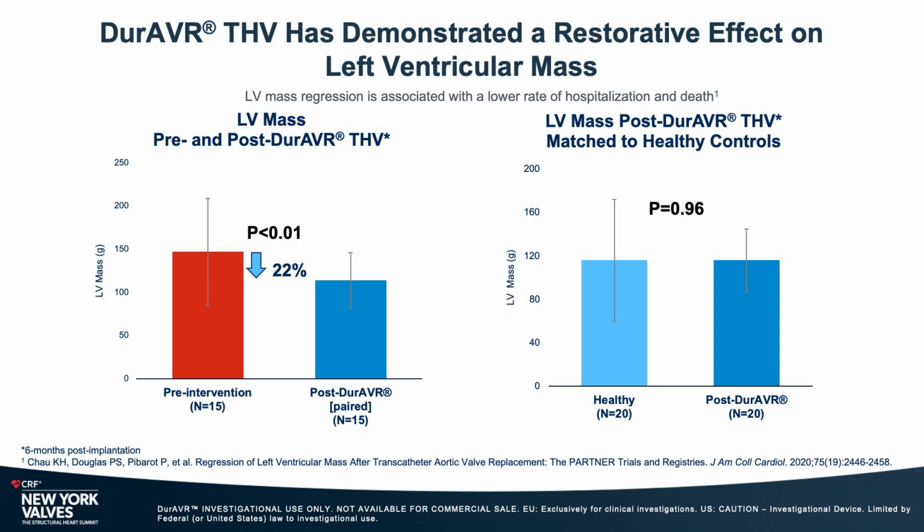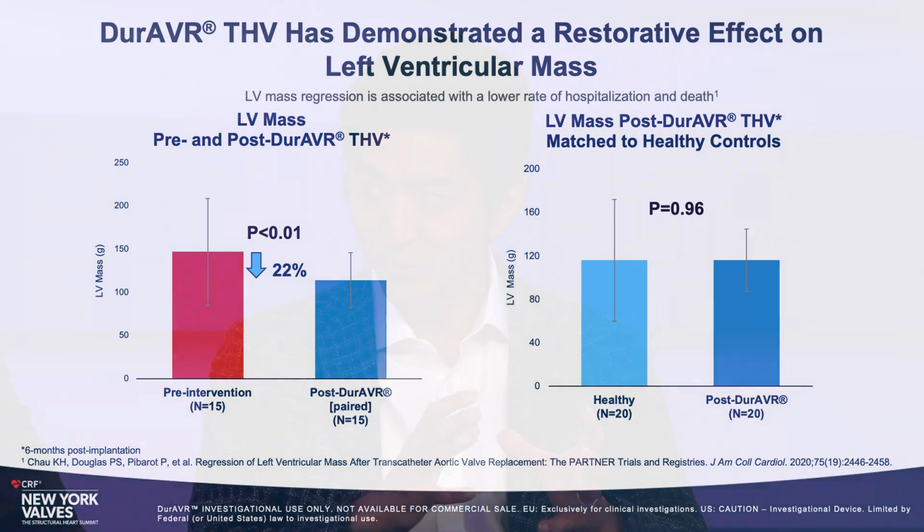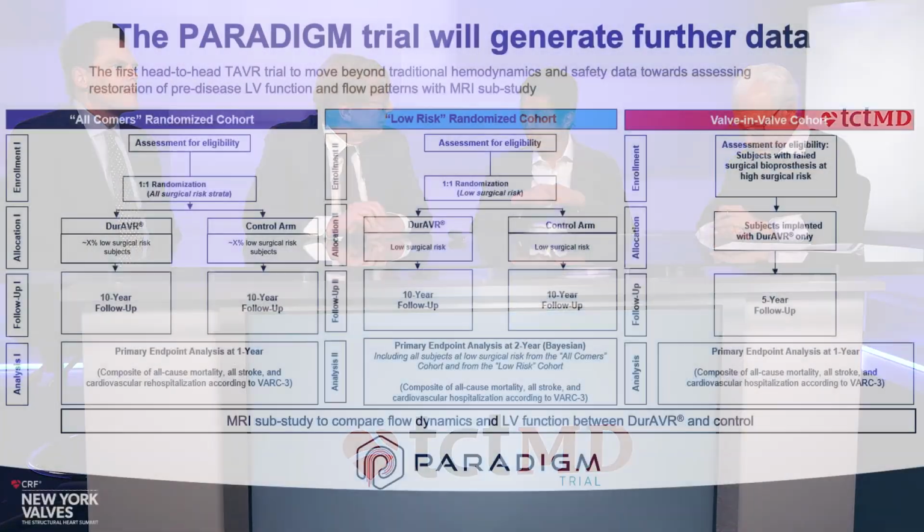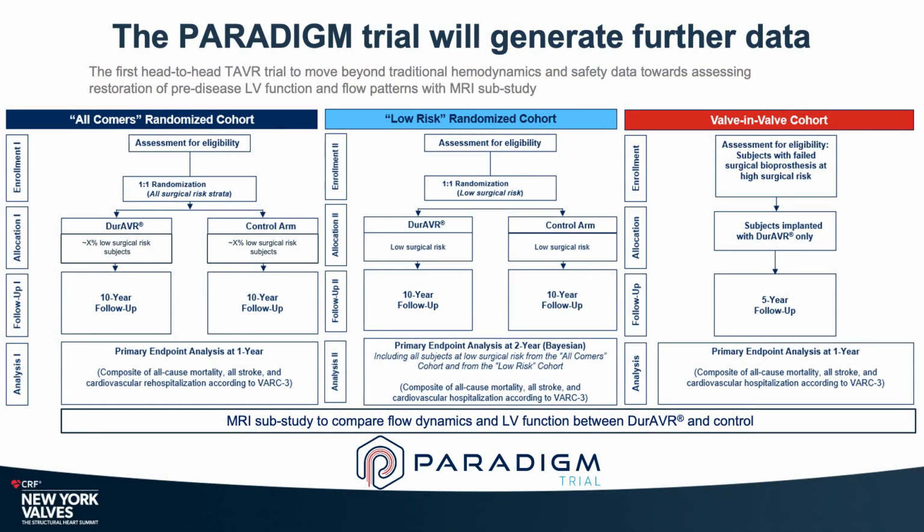And very interestingly, when they were compared to healthy individuals who did not have aortic stenosis, their LV mass was almost equivalent, meaning that they restored the LV mass to a healthy level. So we're going to study this in the upcoming pivotal trial. It's called the Paradigm trial, and it's a very grandiose trial. We're going to try to enroll over 1,000 patients in the all-comers cohort.